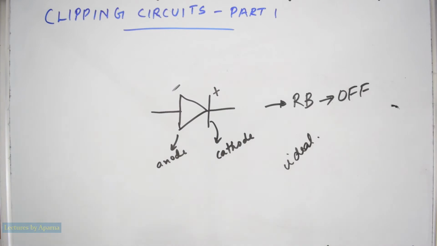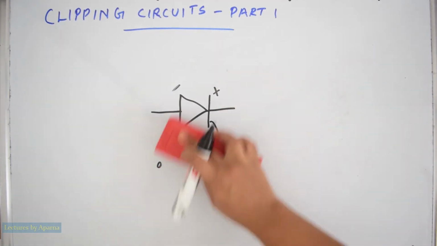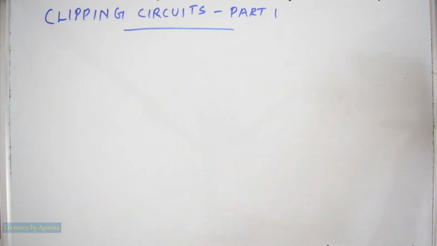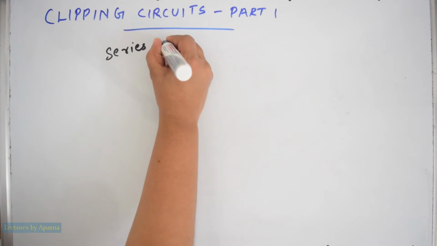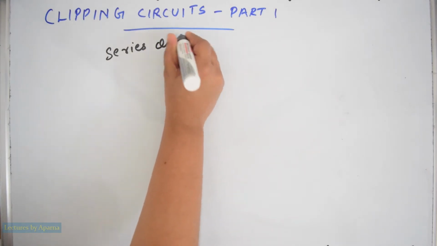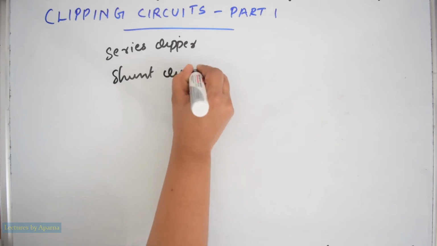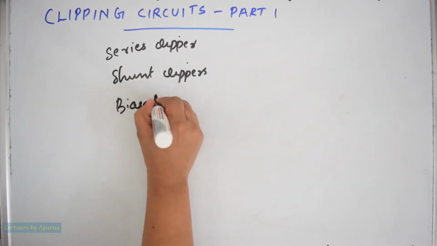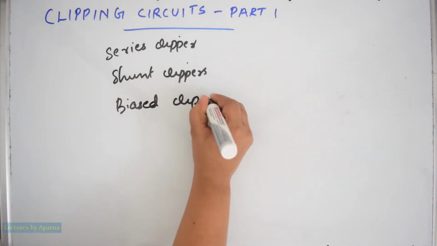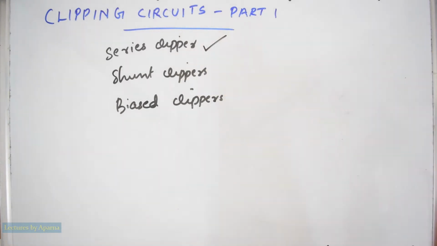Okay, so now let's move on to our clipping circuits. There are three types of clipping circuits: series clippers, shunt clippers, and biased clippers. In part 1 we are discussing series clipping circuits.